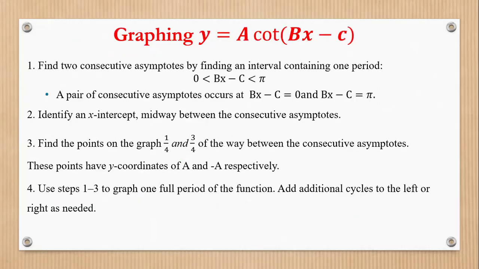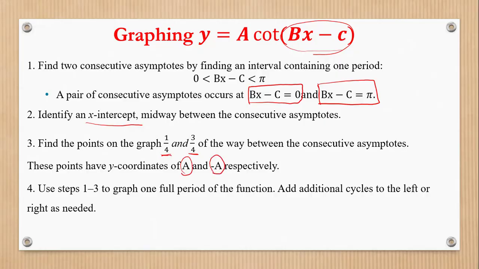So to find asymptotes in tangent, if you remember, we set everything that was in front of the tangent, which is bx minus c, equal to -pi/2 and pi/2. But for cotangent, we set it equal to 0 and pi. After finding the asymptotes, we find the x-intercept, which is the midpoint, and then we find the 1/4 and 3/4 points, which are the midpoints between the x-intercept and each of those asymptotes. And we know that the y values of those 2 points are positive a and negative a. And then we graph the cotangent. Let's look at an example.